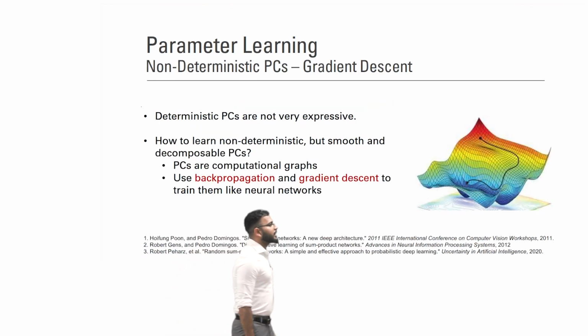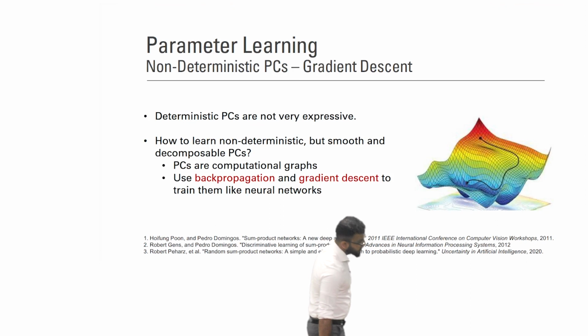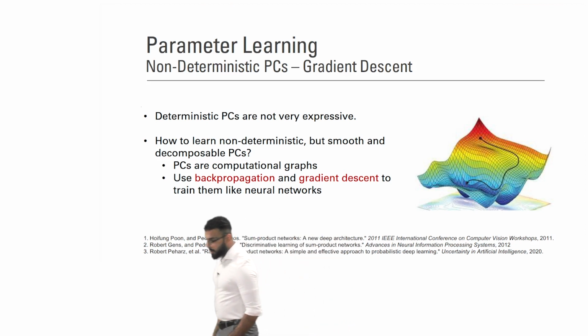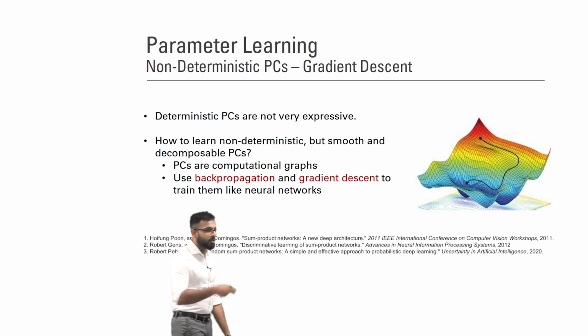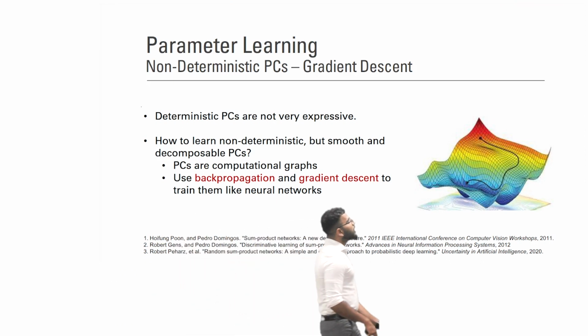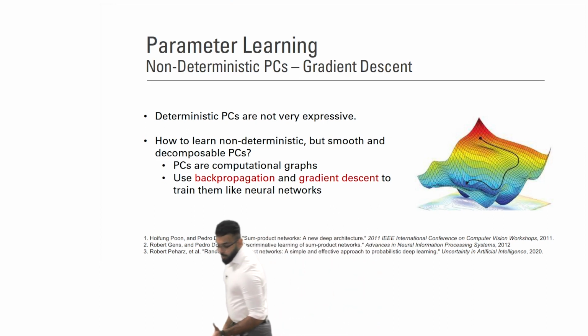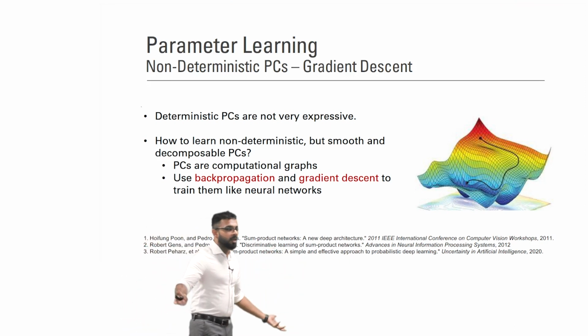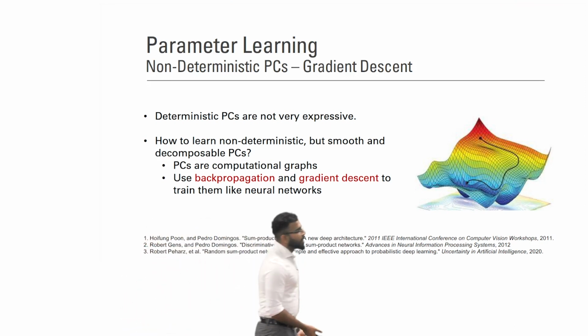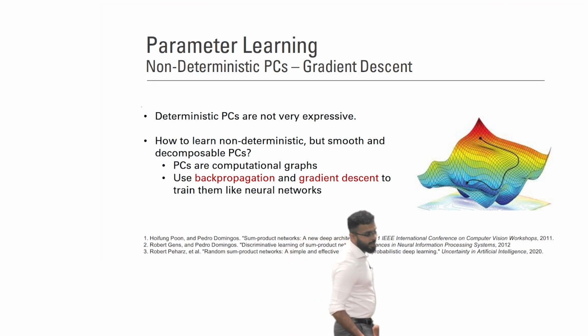But deterministic PCs are not always expressive. They are not as expressive as non-deterministic PCs, and the non-deterministic PCs are also a bit more popular when it comes to modeling more complex distributions. So how do you learn non-deterministic yet smooth and decomposable PCs? Well, if you think of what a PC does, it's basically a computational graph. What is your neural network? It's also a computational graph. And how do you learn a neural network? You do gradient descent.